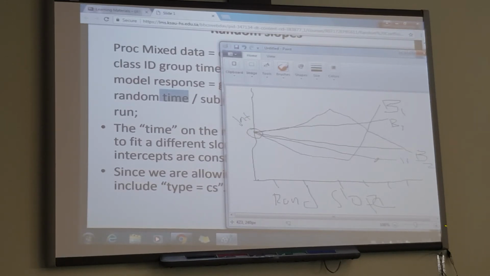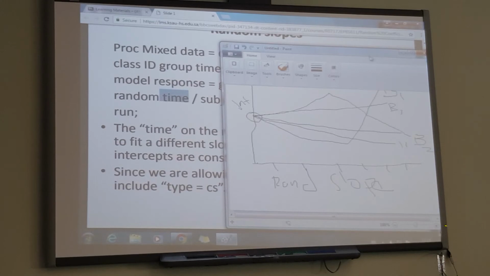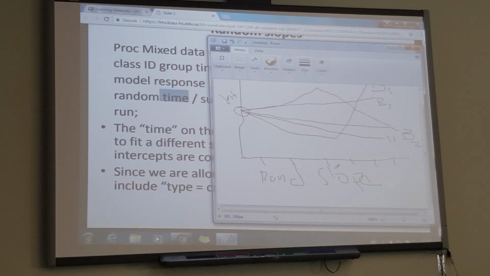The same idea as last week. We will put all of these measures and we'll use the smallest one. Yes, it is the same idea. So now this is for the random slope. Same thing, you could do it for the random intercept.